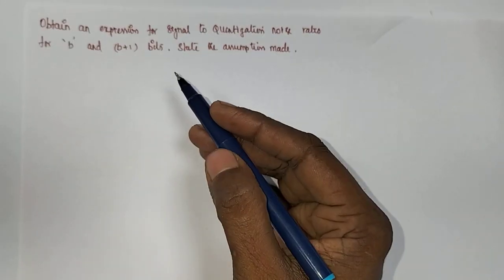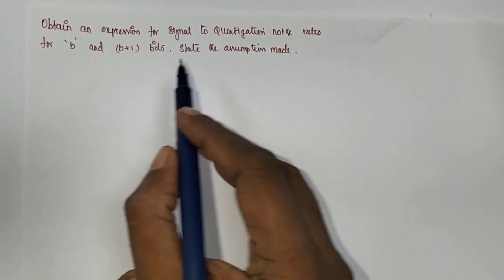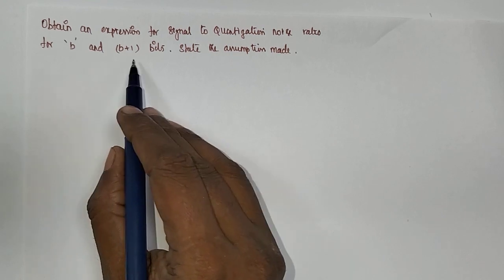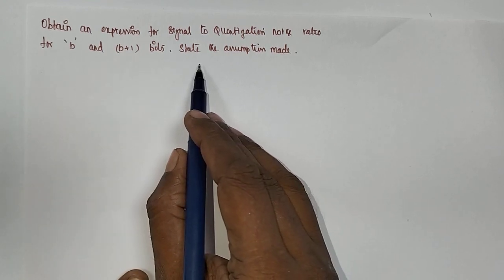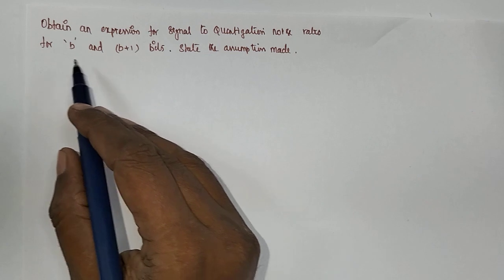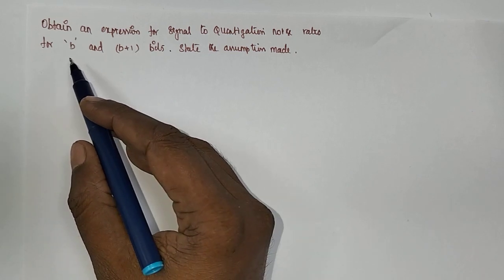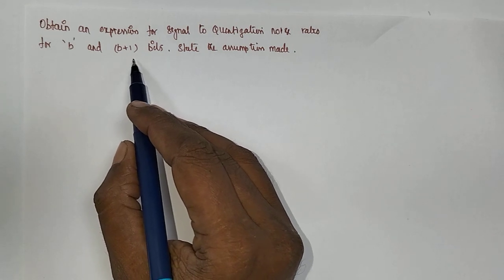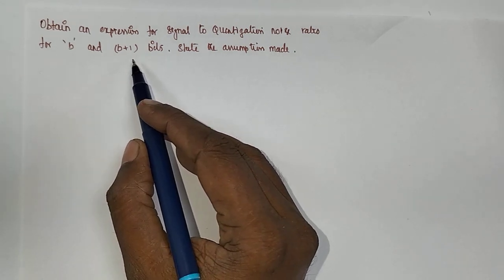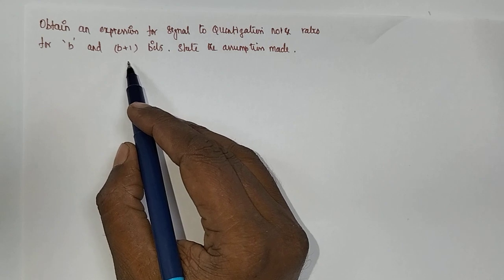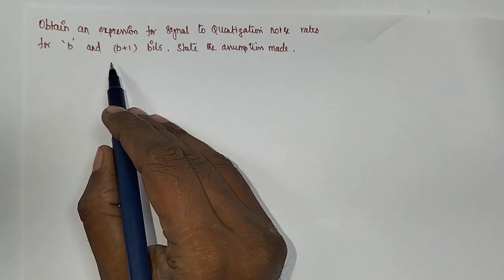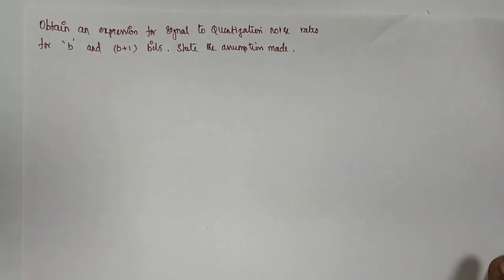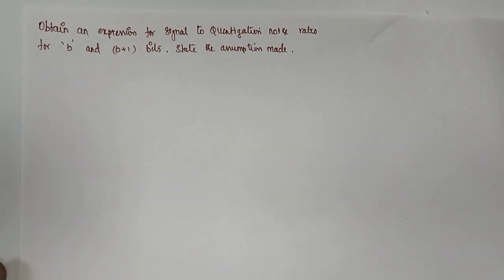So in this video we are going to see how to derive the signal to quantization noise ratio for B and B+1 bits and state the assumptions made. Here B is the number of binary bits excluding the sign bit. B+1 is the binary size including the sign bit. So for these two cases we are going to derive the signal to quantization noise ratio. It's a very simple derivation.